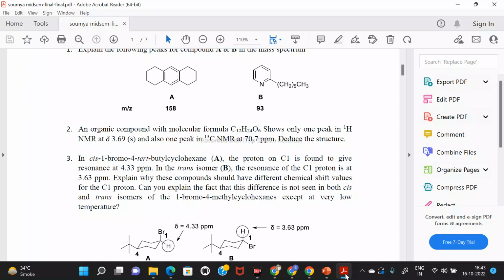And can you tell me, the 13C value is showing 70.7. What is the meaning of that? That means the carbon is attached with some electronegative atom. I mean a C-O bond should be there. That's why the 13C is 70.7. And the hydrogen is also a little bit downfield, 3.69. That also means that there should be some CH bond to O.